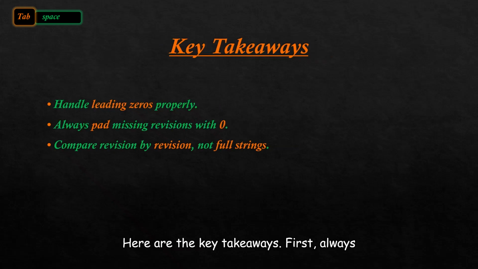Here are the key takeaways. First, always handle leading zeros properly by converting revisions to integers. Second, remember to pad missing revisions with zeros so that comparisons are fair. And third, the best approach is to compare revision by revision instead of trying to compare the entire strings directly.